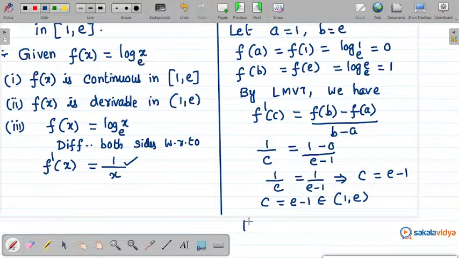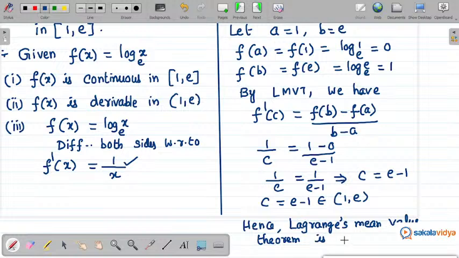So hence Lagrange's mean value theorem is verified. Right. Let us move to one more interesting problem.